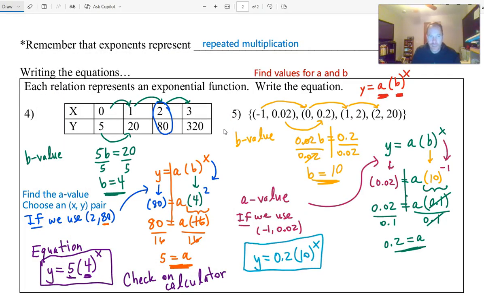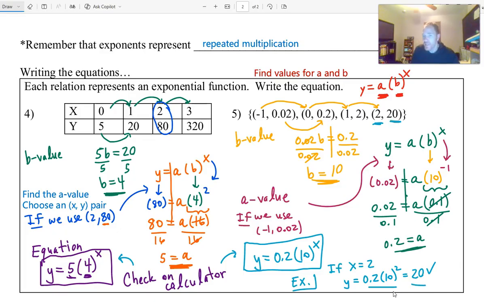Okay, so again, don't forget you can check on the calculator. Maybe I'll type one out here real quick. We'll just do an example. There you go. So there's one in writing. So if we use the x value of 2, then according to my equation, y equals 0.2 times 10 to the power of x. And when I did that on the calculator, it gave me 20. And I go, yeah, that's what y is supposed to equal if x equals 2. So it feels good. I did it with all of the pairs of values on the calculator, but there's one in writing. Okay. All right, let's finish up here.